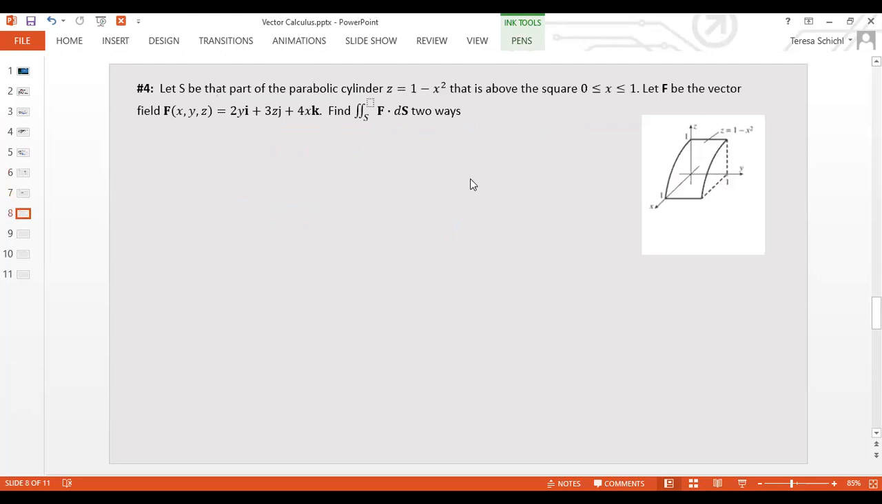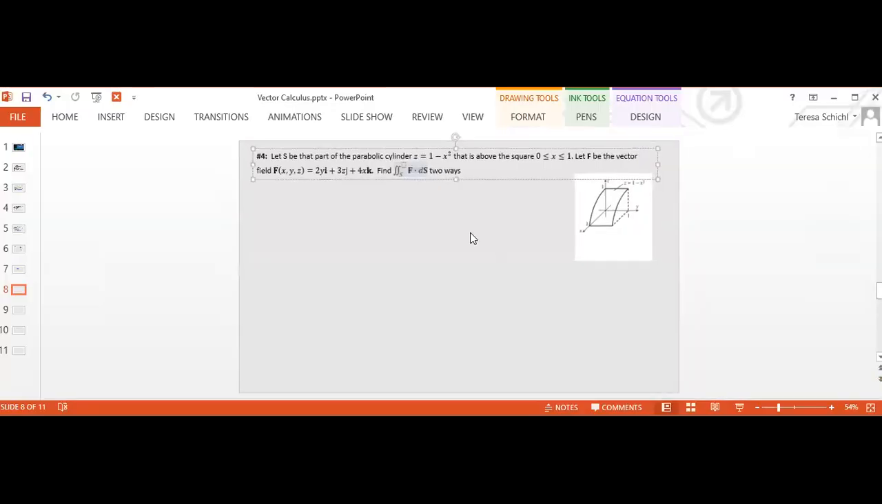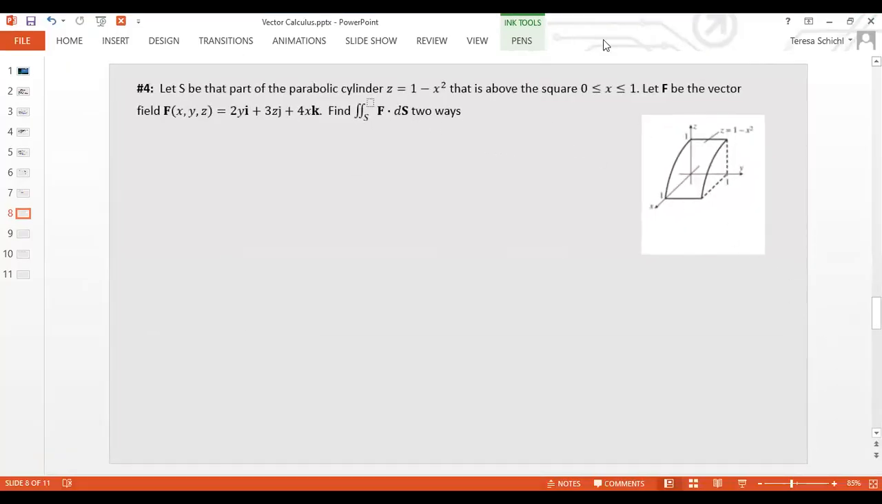Now let's take a look at these examples. In this example, S is a part of the parabolic cylinder z = 1 - x², above the square. F is the vector field, and we're asked to find the surface integral of this vector field. This is the surface I'm trying to integrate over.